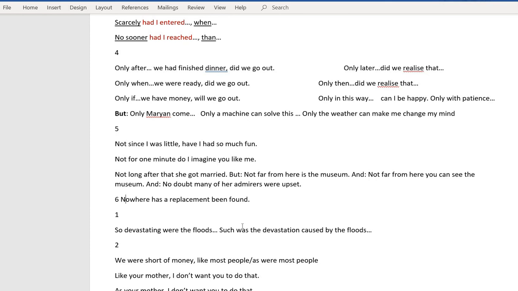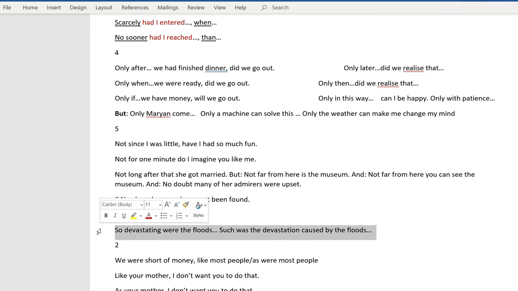Now the next point is the use of so and such with inversion, which is very, very interesting. So devastating were the floods, right? So you can see inversion here when so is at the beginning, right? The same happens with such, and usually we ask you to try and change a so sentence into a such sentence. And you see how you need to do this. You will follow such with the verb to be, such was, but you will need a noun. Such was the devastation caused by the floods, that blah, blah, blah.